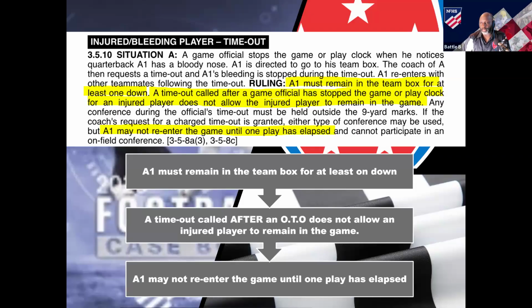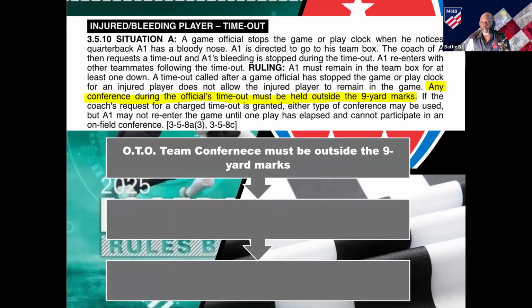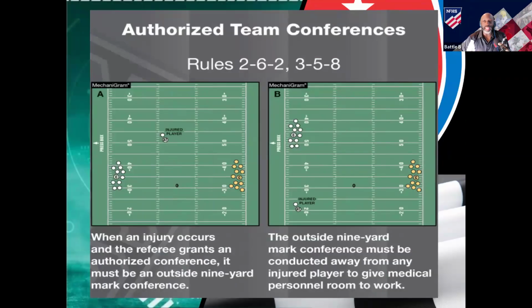So let's look further. Any conference during the official timeout must be held outside the 9-yard marks. Now, why? Because the game official stopped the game clock. This is an official timeout. And we see here, when there's an injury, you have to have your conferences outside the 9 yard mark. You can't have it in between the 9 yard marks.